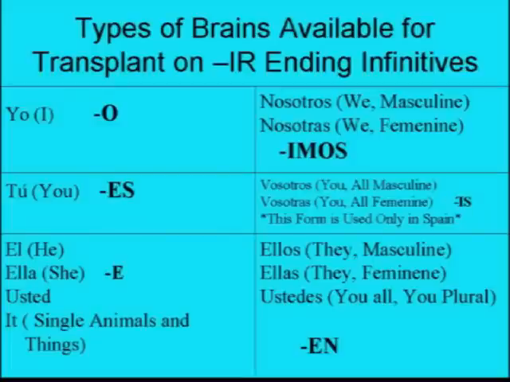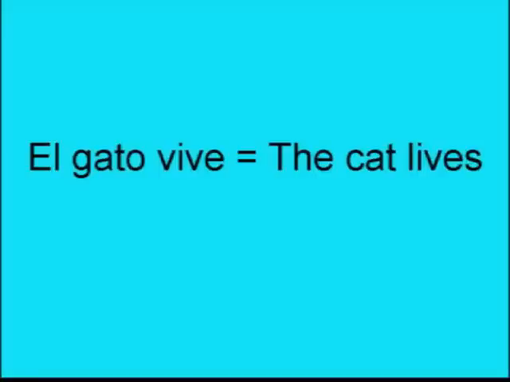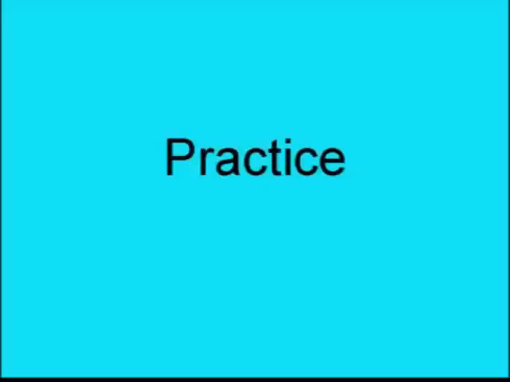Without an ending, the verb means nothing. So look at this IR verb ending chart, also known as the brain selection chart, to find which endings to use. Since the cat will be using the verb, use the E ending, or E brain. You now have vive. Put it into our phrase and see if it makes sense. El gato vive. The cat lives. It works.